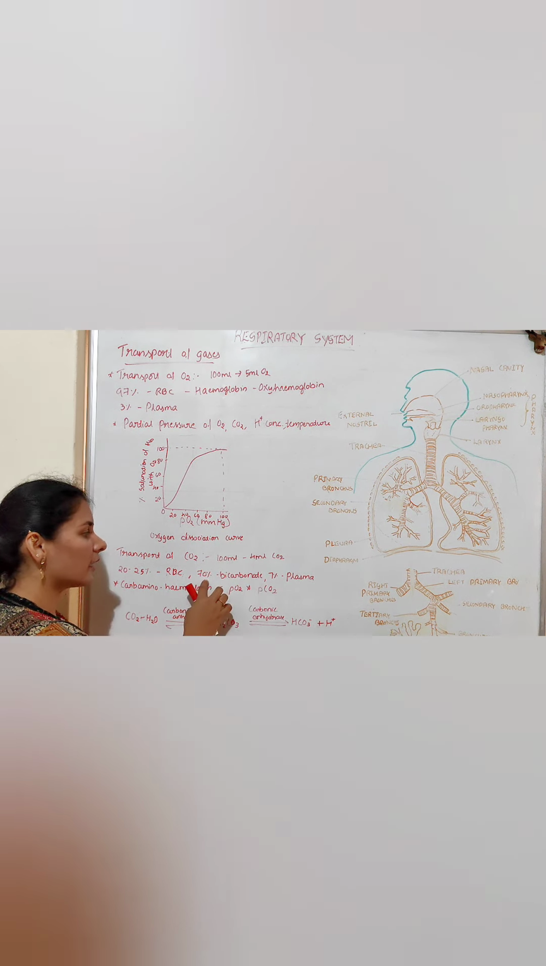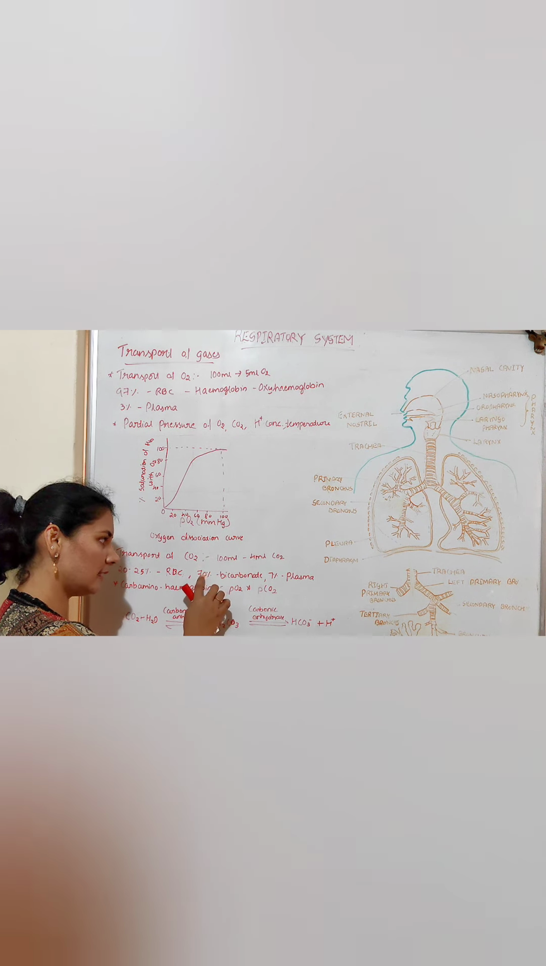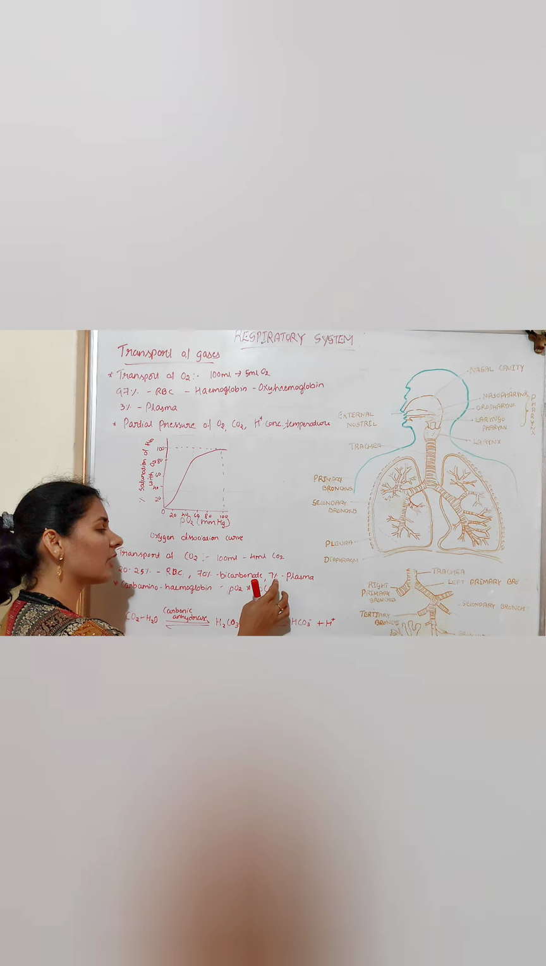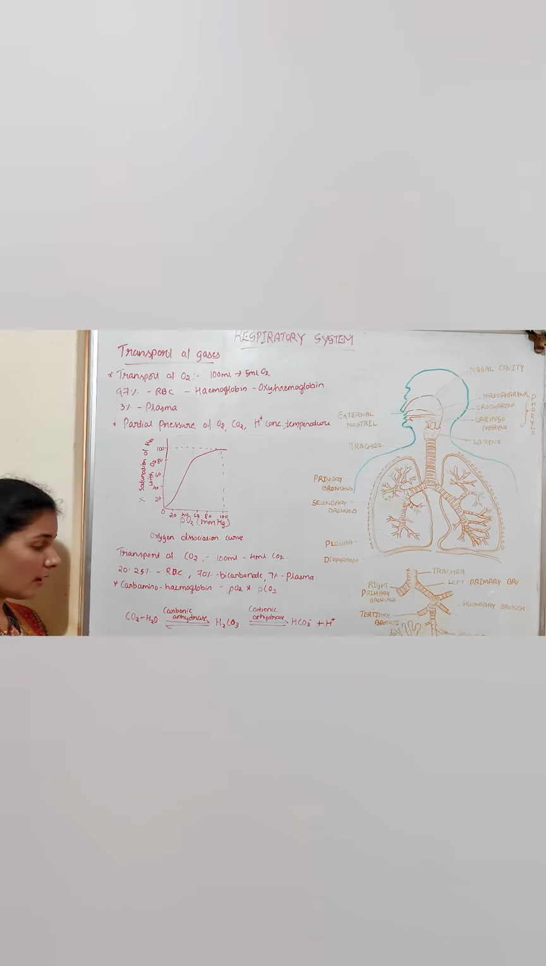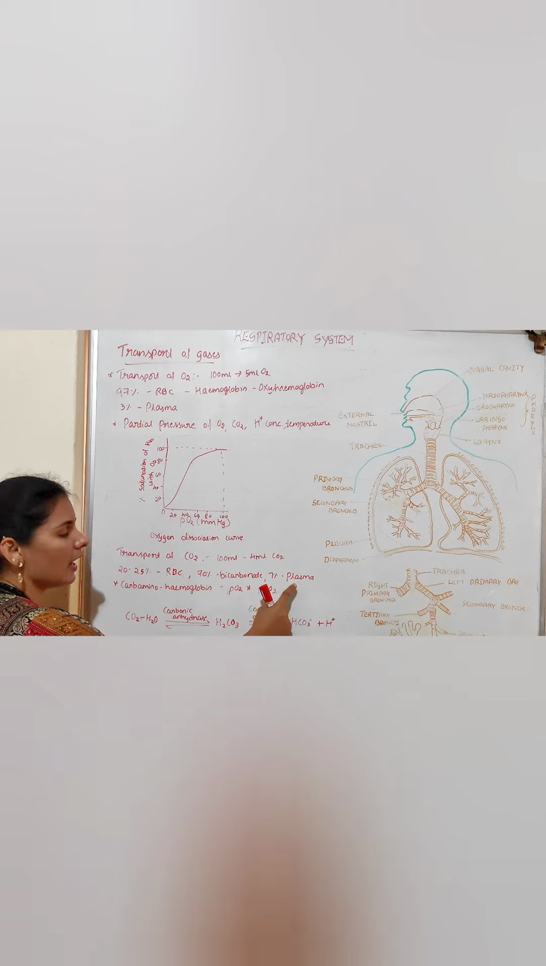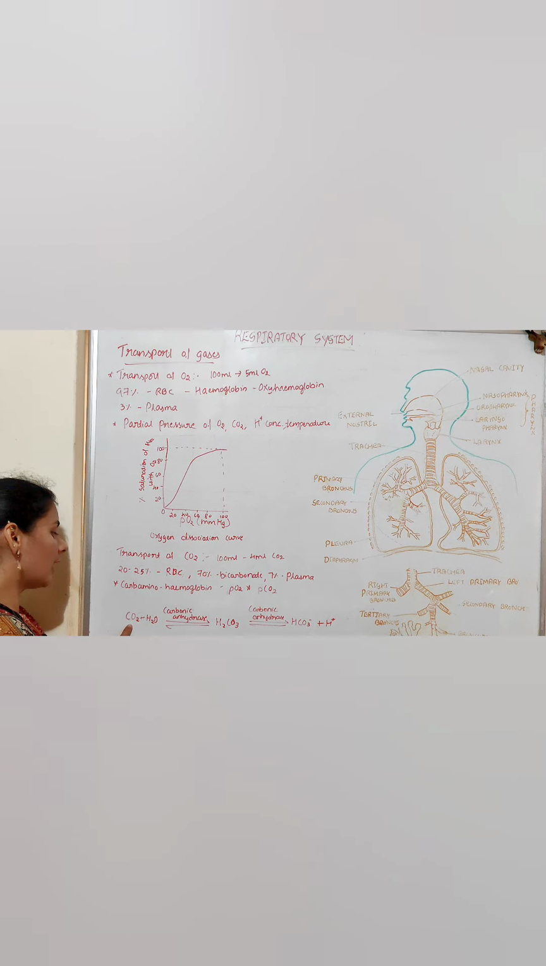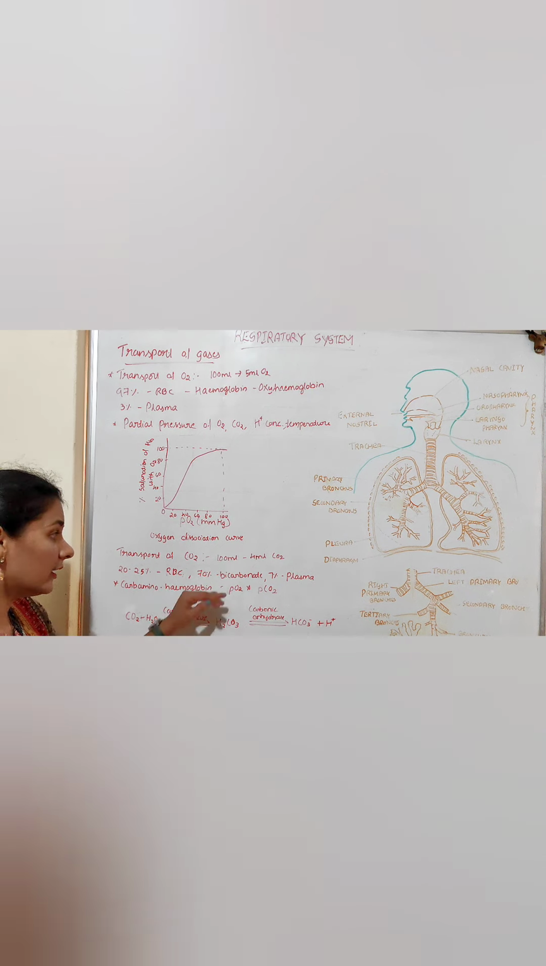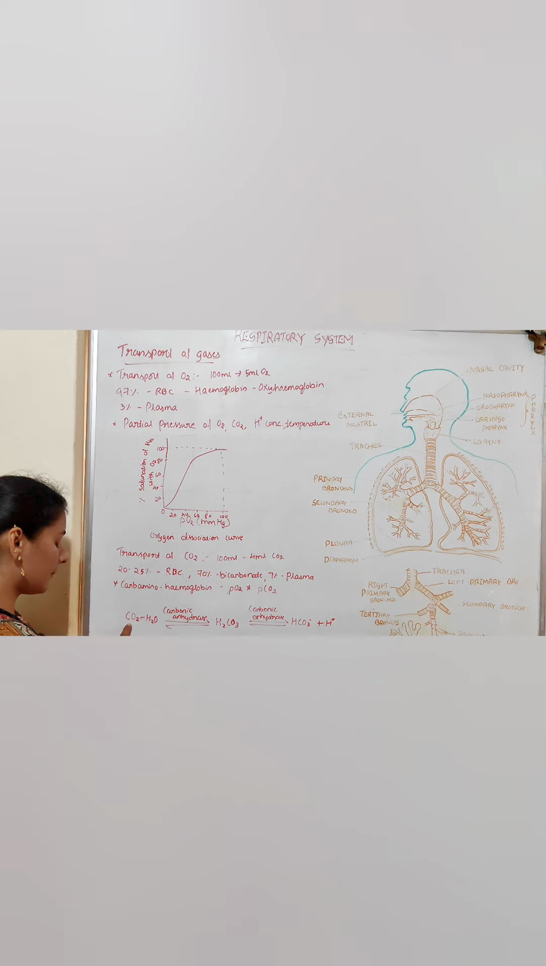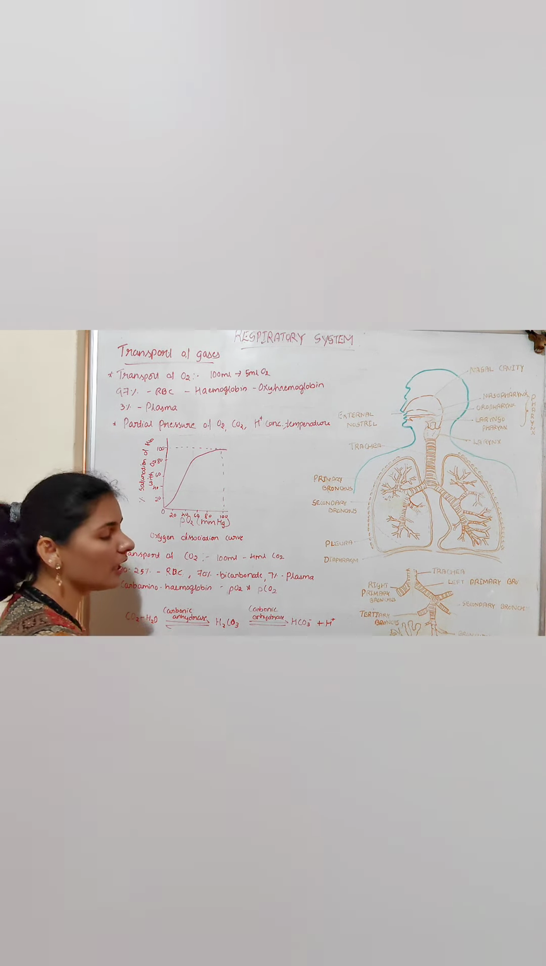In both cases, this carbon dioxide will diffuse into the RBC, and here the 7% of the carbon dioxide will be dissolved into the plasma, where the carbon dioxide will combine with the water. Here, water of the RBC and here, water of the plasma. So carbon dioxide combines with the water in the presence of the enzyme carbonic anhydrase. Both RBC and plasma have the enzyme known as carbonic anhydrase. So carbon dioxide combines with the water in the presence of carbonic anhydrase to form carbonic acid. This carbonic acid later ionizes to form a bicarbonate and a hydrogen ion.